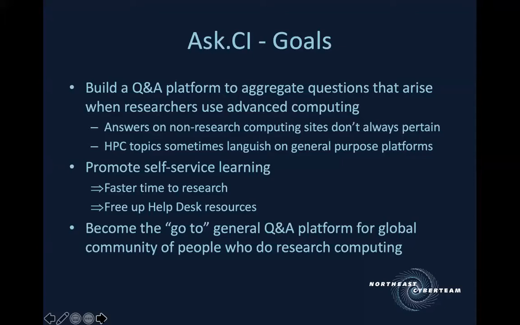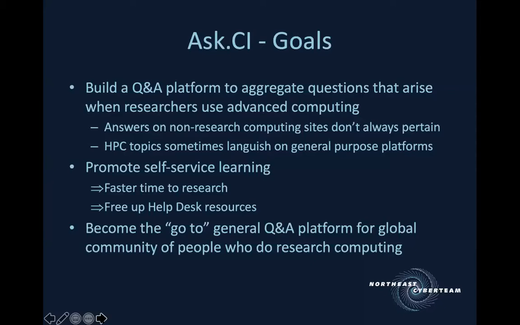And sometimes questions get asked on general purpose platforms and they just languish if they're very HPC specific. People don't get there very often, and the people that can actually answer those questions don't get there very often. So again, we're trying to build a place where people can come to ask questions, and then where experts check in every once in a while and try and answer them. And the goal of all of this is, of course, to promote self-service learning.